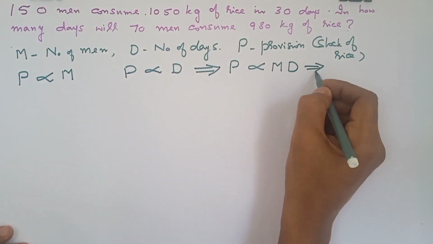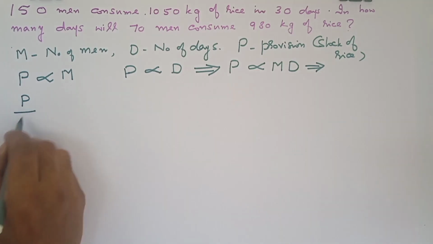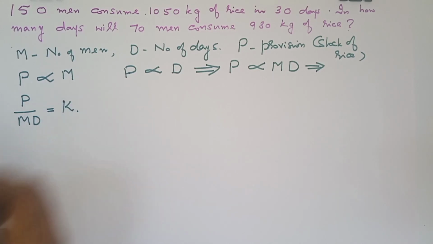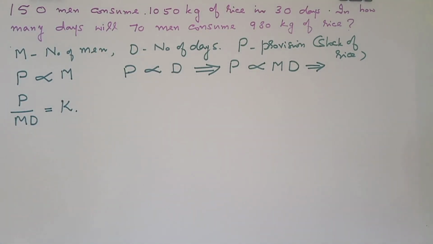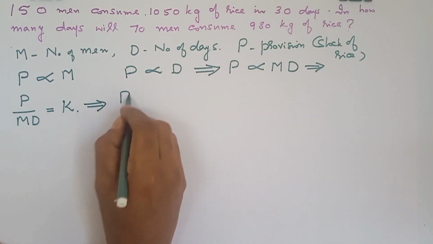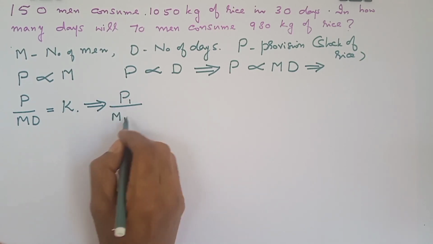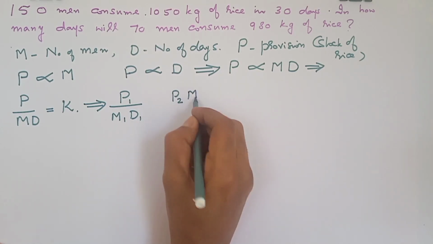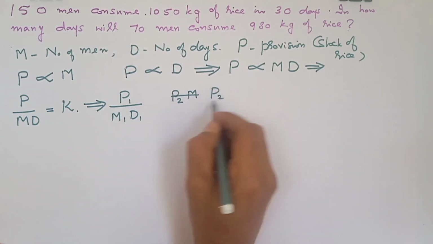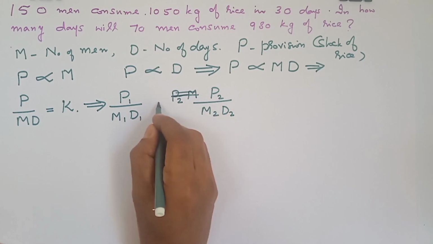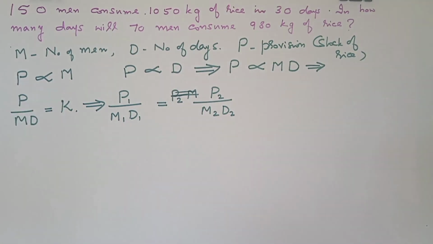Now, this implies what? P by MD is a constant, which is what we mean by the constant of proportionality. Then this implies what? If you take one set of values, say P1, M1, D1, and another set of values for these variables, P2, M2, D2, these two ratios will be equal. That is the meaning of this ratio remaining the same, as we have seen in direct variation.